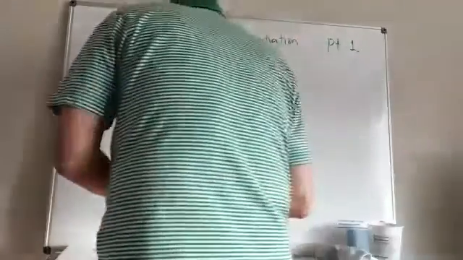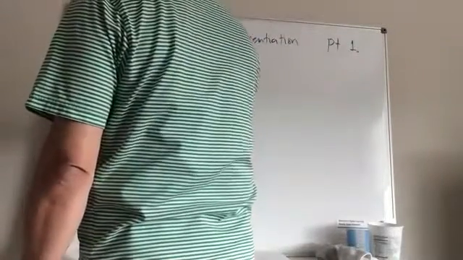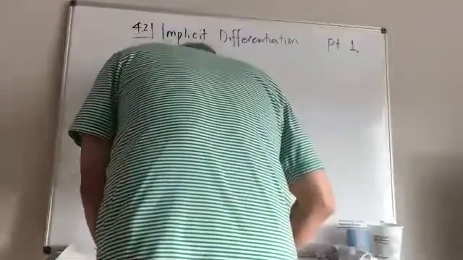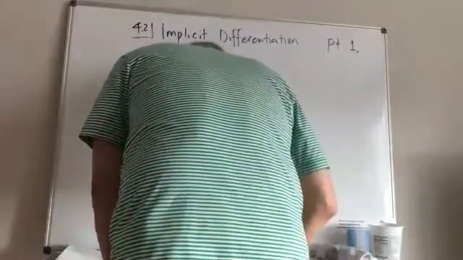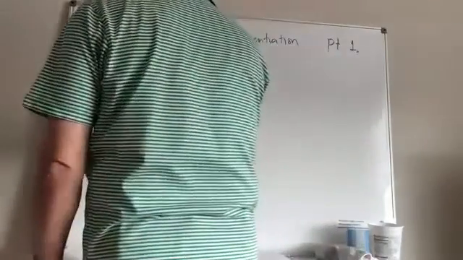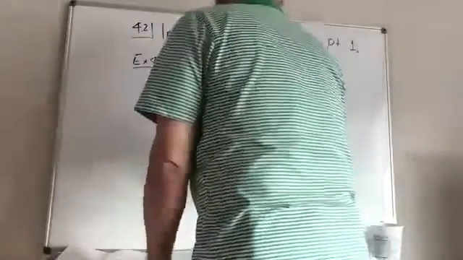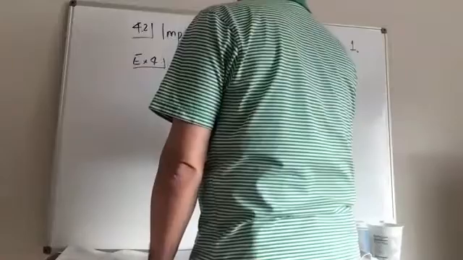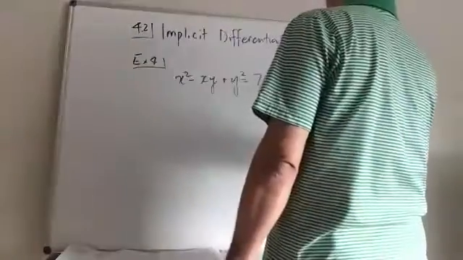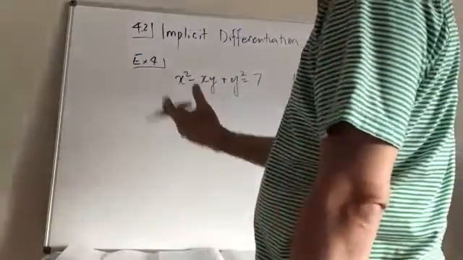Okay, so we have example number 4. Find the tangent and normal line to the ellipse x squared minus xy plus y squared is equal to 7 at the point (-1, 2). Okay, so we have to find dy/dx first, right? We have to find the slope.